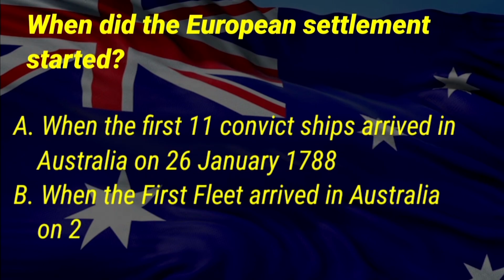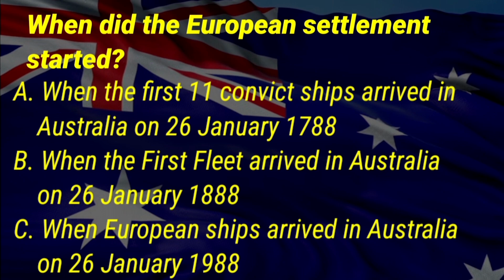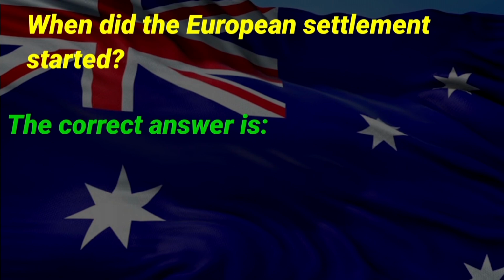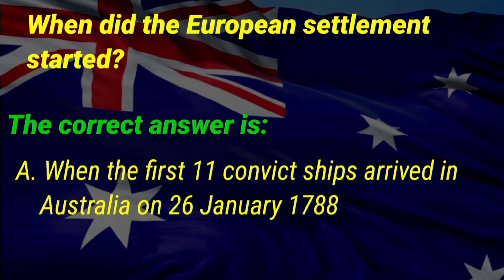When did the European settlement start? A. When the first 11 convict ships arrived in Australia on 26 January 1788. B. When the first fleet arrived in Australia on 26 January 1888. C. When European ships arrived in Australia on 26 January 1988. The correct answer is A. When the first 11 convict ships arrived in Australia on 26 January 1788.